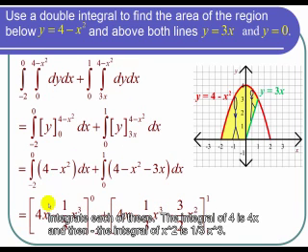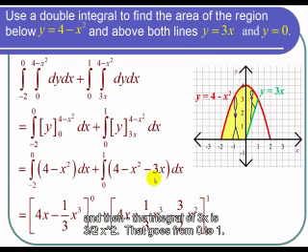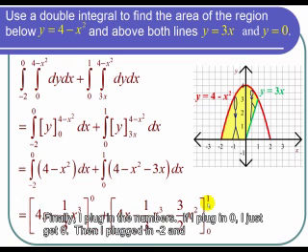The integral of 4 is 4x, and then minus the integral of x squared is 1/3 x cubed, and it goes from -2 to 0, and then plus the integral of 4 is 4x again, minus the integral of x squared is 1/3 x cubed, and then minus the integral of 3x is 3/2 x squared, and that goes from 0 to 1.